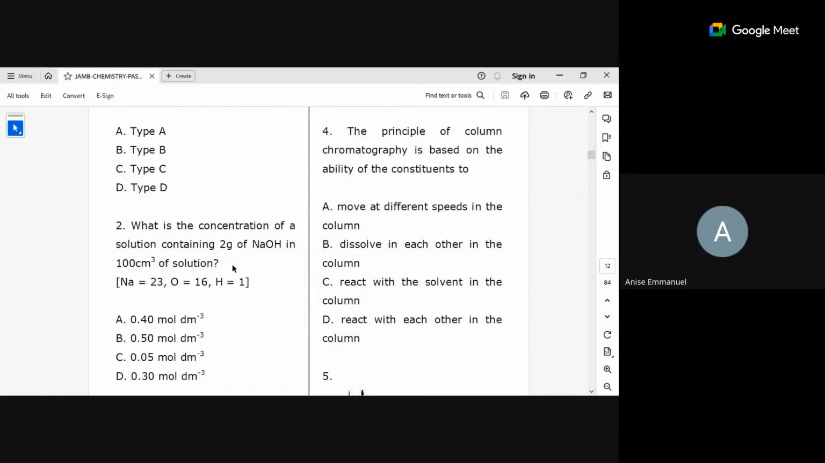I believe most of us have calculators with us here. You can just press your calculator and divide: 2 divided by 100 will give us this, times 1000.